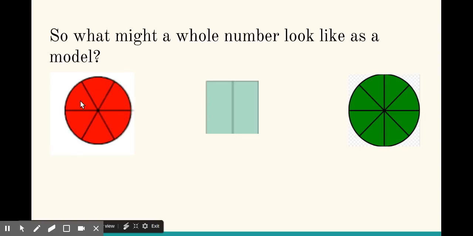So you see in this, in the red circle, you can see it's still split up into pieces, into 6 pieces, but all 6 of those pieces are represented. So this is one whole. Same here. This is split up into 2 pieces. But both of those pieces are represented, so this is still representative of one whole. Over here, you have one other picture. This is cut up into 8 pieces, but all 8 of them are represented. So still, again, representing one whole.